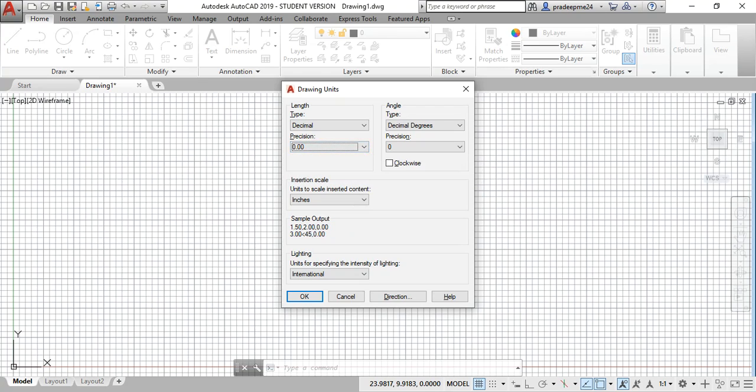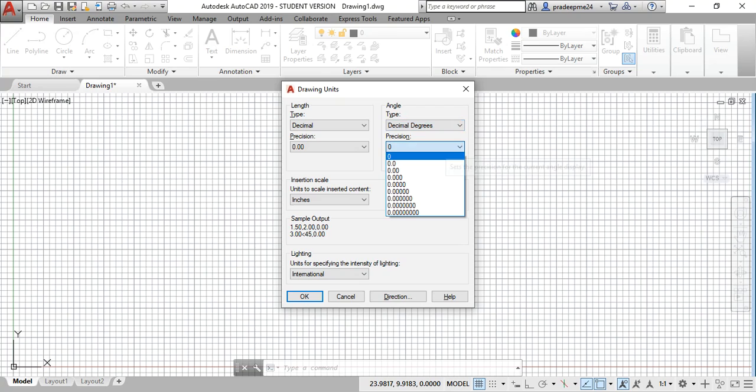Next, angle setting. There are different kinds: decimal degrees, degrees minutes seconds, gradients, radians, and surveyor's units, which specifically go for civil structural works and also road and bridge constructions. Gradients are not used because they're at a scientific level. Degrees, minutes, seconds is a very high accuracy one. And decimal degrees are enough for basic drawings. So I just select decimal degrees.